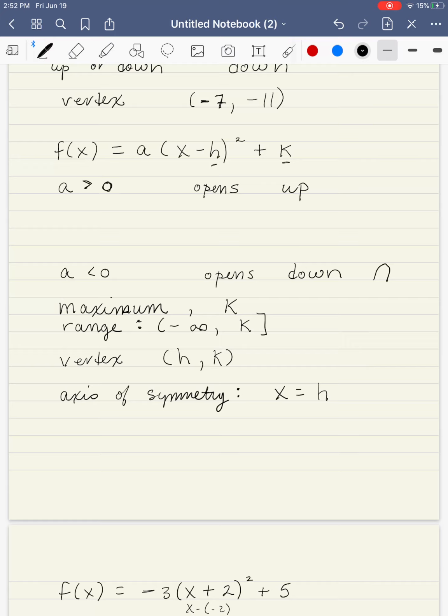I want you to see if you can do the same thing for the case where a is greater than 0. Do we have a maximum or do we have a minimum? What is the value of that minimum? And then what would my range be? See if you can write those two statements here and here.